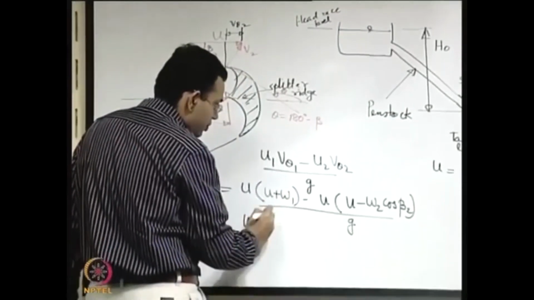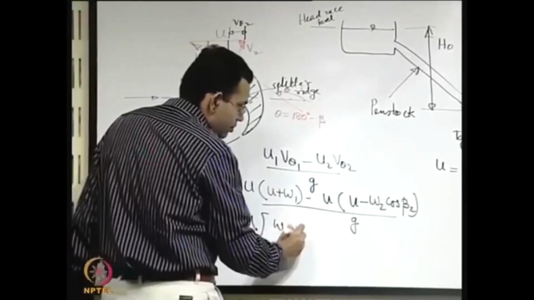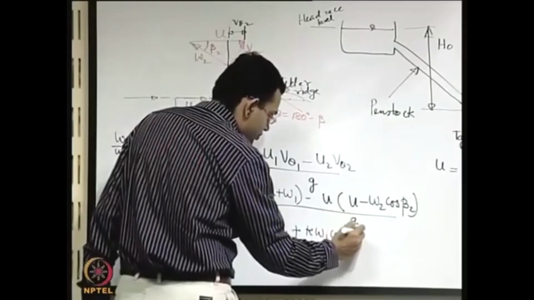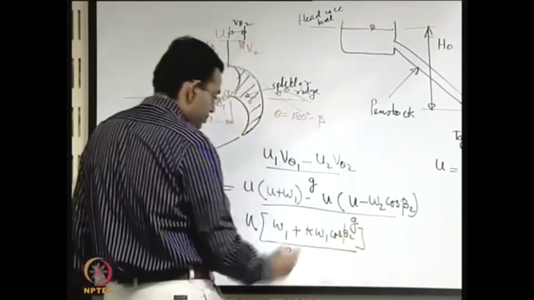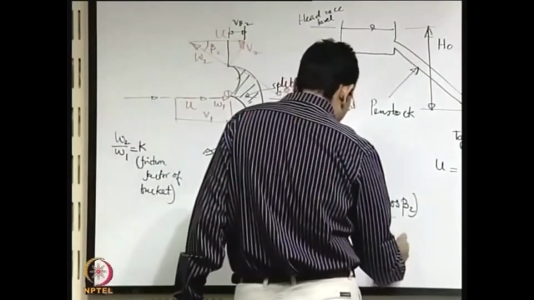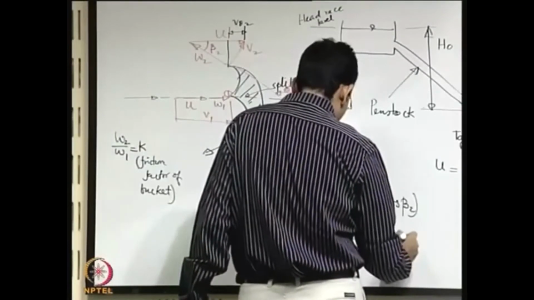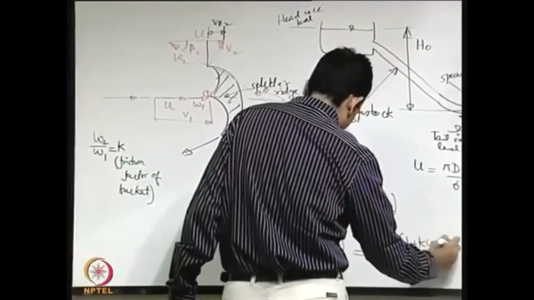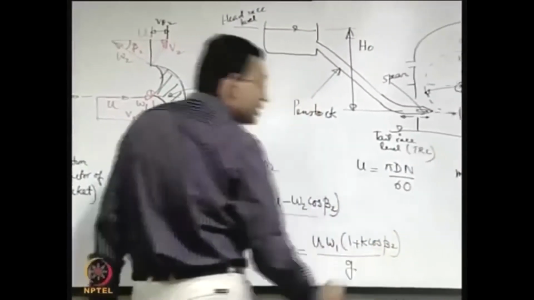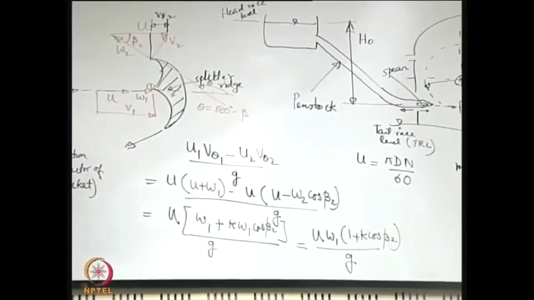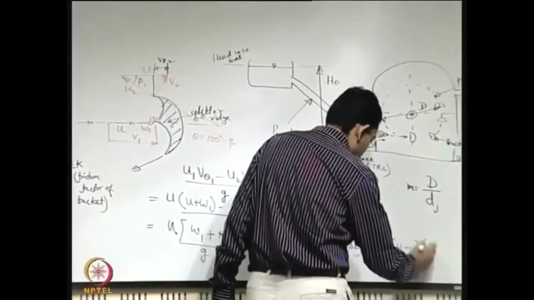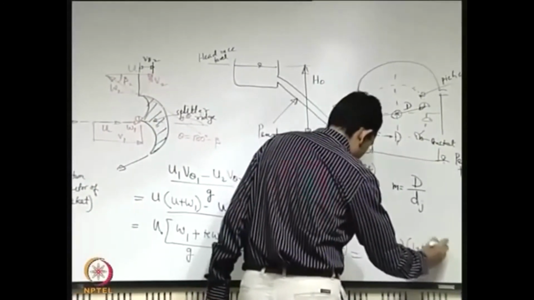So here, if you take u common, this is u into w1 plus k w1 cos beta 2, by g. So, u into w1 into (1 plus k cos beta 2) by g. You can write w1 again as v1 minus u. So, u into (v1 minus u) into (1 plus k cos beta 2) by g.